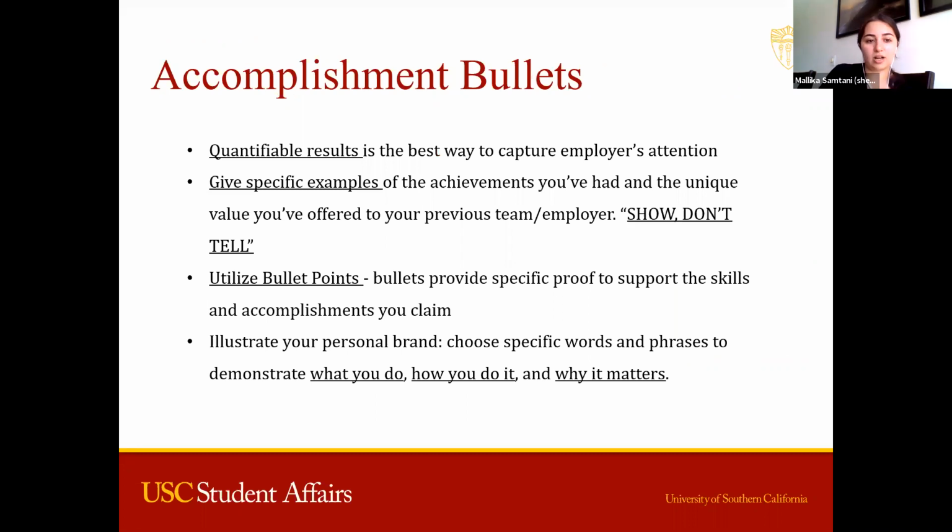So now we're going to talk more about accomplishment bullet points. We talked about the quantifiable results. These are the best ways to capture employers' attention because they can see you can do the work and you make impact. So then you want to give those specific examples. The reason we say that is because we want you to show and not just tell, so you can really explain the whole story of your success in that action bullet point.